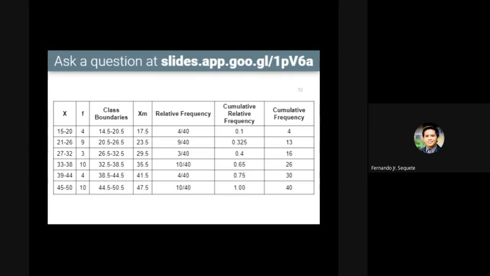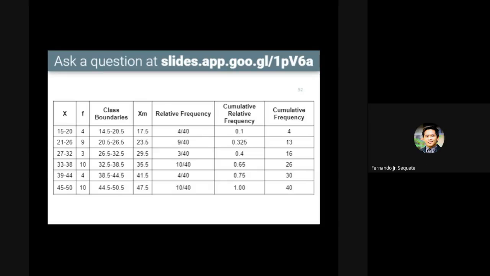Next, 4 plus 9. Sir, saan yung 4 plus 9? Yung 4 na sinulat natin sa cumulative frequency, i-add natin siya sa 9 sa F natin, sa second column. So you have 4 plus 9, you have 13. Do you follow, everyone? Yes, sir. Okay, next. 13 plus 3, you have 16. 16 plus 10, you have 26. 26 plus 4, we have 30. And 30 plus 10, we have 40. Nakuha? Yes, sir.